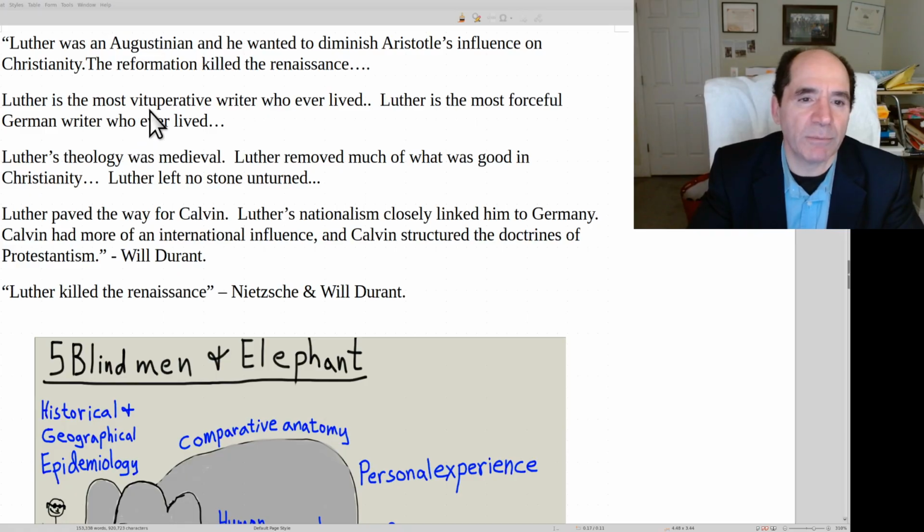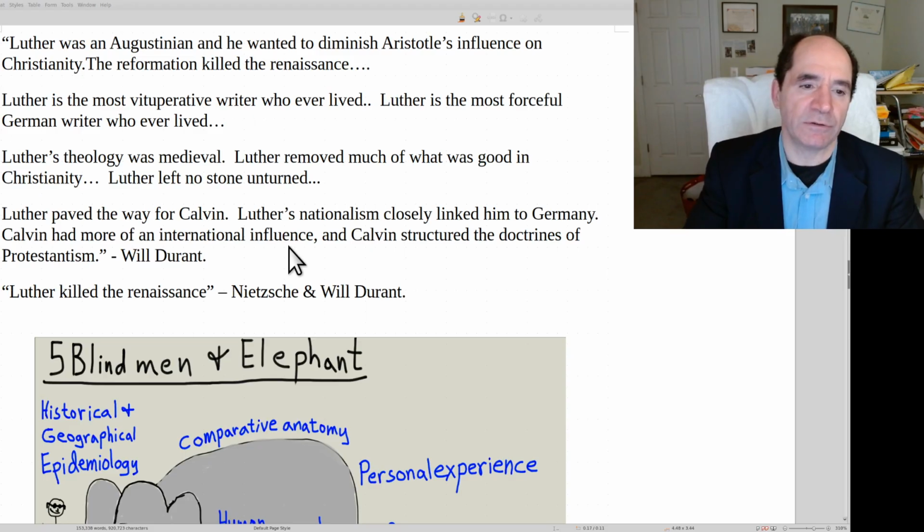He says Luther is the most vituperative writer who ever lived. Luther is the most forceful German writer who ever lived. Luther's theology was medieval. Luther removed much of what was good in Christianity. Luther left no stone unturned. Luther paved the way for Calvin. Luther's nationalism closely linked him to Germany, but Calvin had more of an international influence, and Calvin structured the doctrines of Protestantism. Yeah, and Calvin was a crazy guy too.